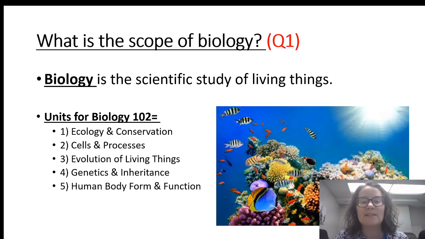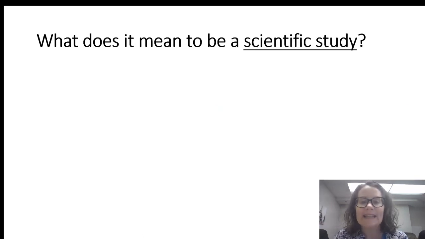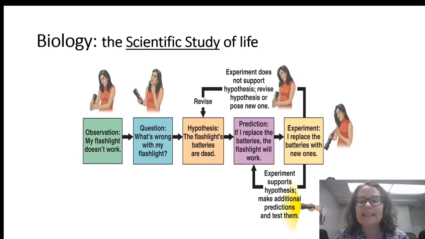So I want to talk about this definition. Biology is the scientific study of living things, and I want to break it apart first asking you, what is a scientific study? So what is the difference? I know you walk around your neighborhoods and the campus, and you actually probably think about like why plants are green or why is the sky blue. You ask questions, but a scientific study is a little bit different.